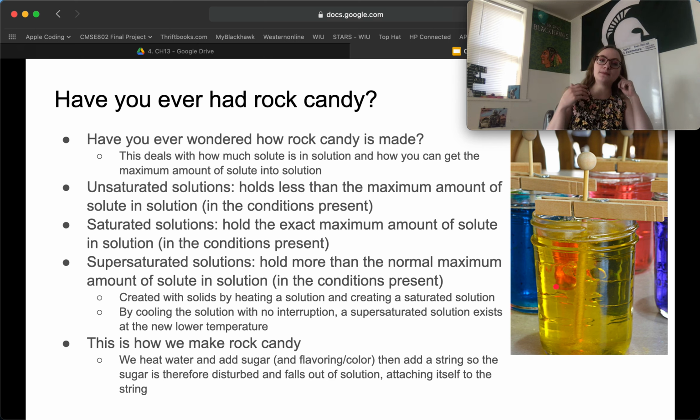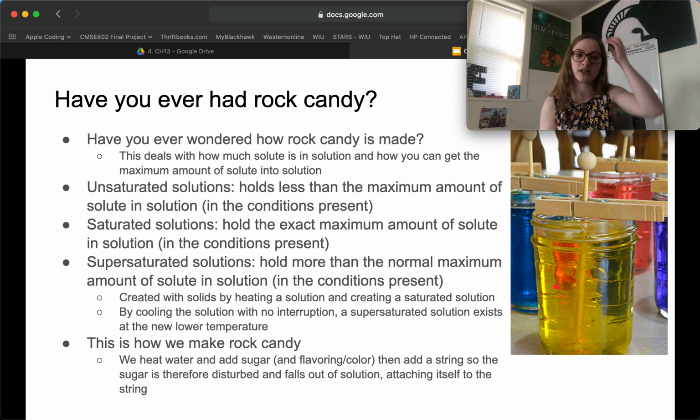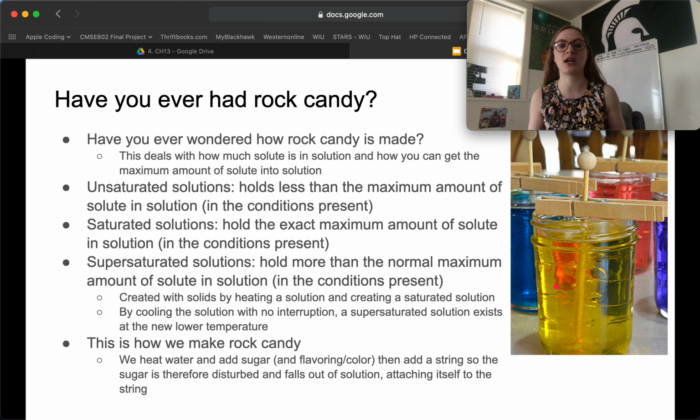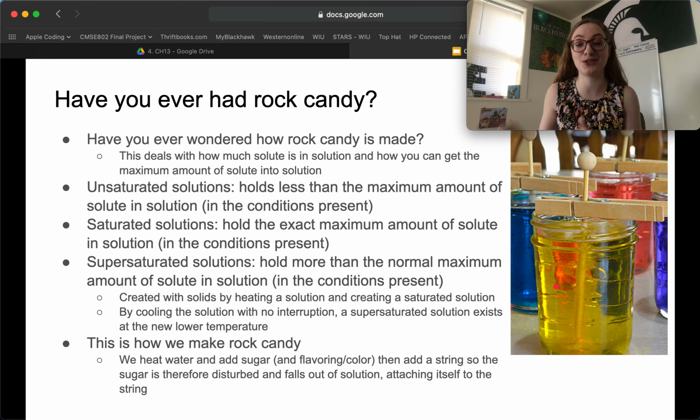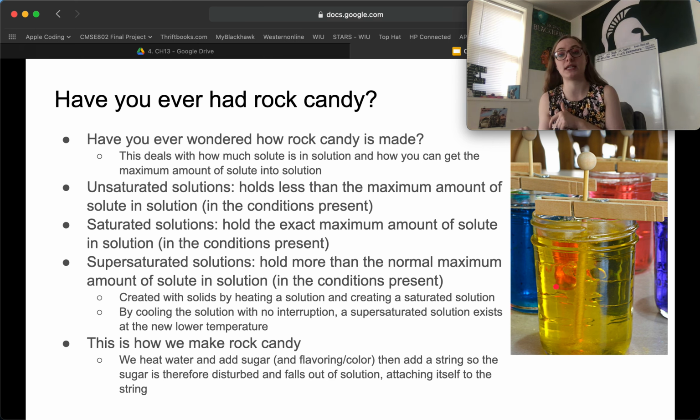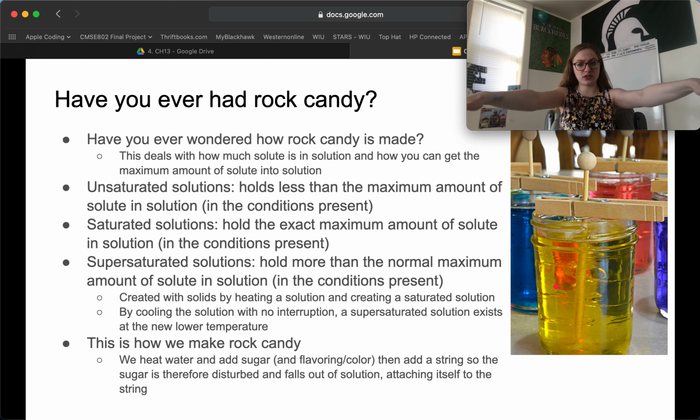So if you've ever wondered how rock candy is made, it actually has to do with the amount of solute in solution and how you can get the maximum amount of solute into solution. So first and foremost, we've got to talk about unsaturated solutions. Unsaturated solutions hold less than the maximum amount of solute in solution in the conditions present. So basically, what I'm trying to say is you haven't maxed out your level of solute. At some point you're going to reach a breaking point.